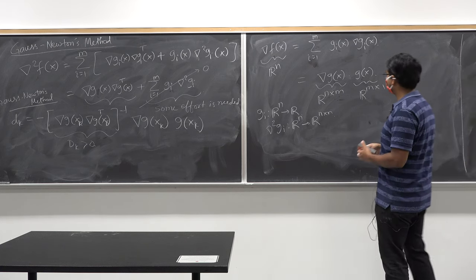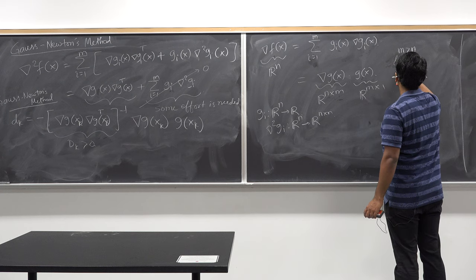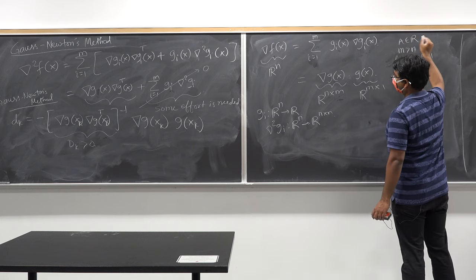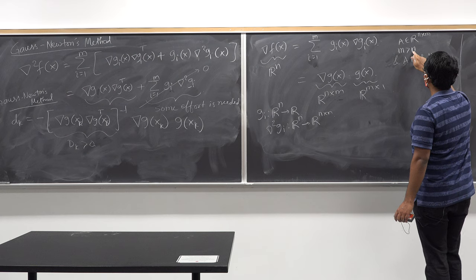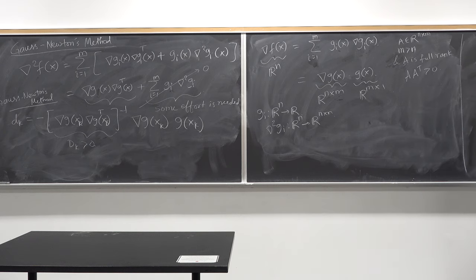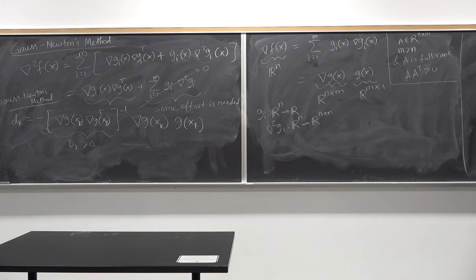Okay, so fun fact. If A is in R n cross m, m is greater than n, and A is full rank, then AA transpose is positive definite. I don't expect you to know this, but it's a nice result in matrix theory. If you have a full rank matrix with more columns than rows, then AA transpose has to be a positive definite matrix. Fun fact.